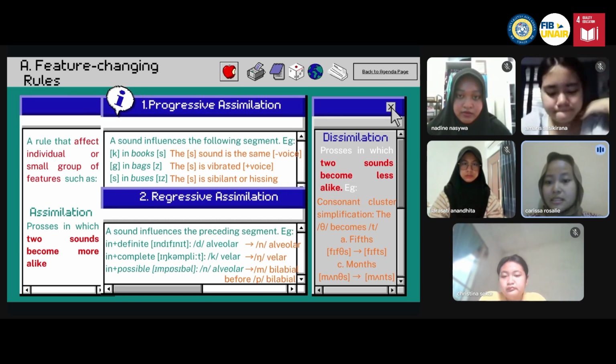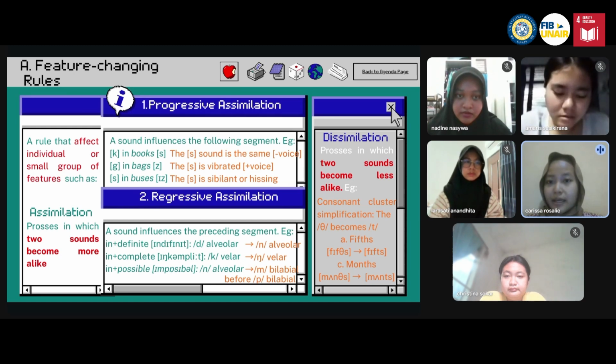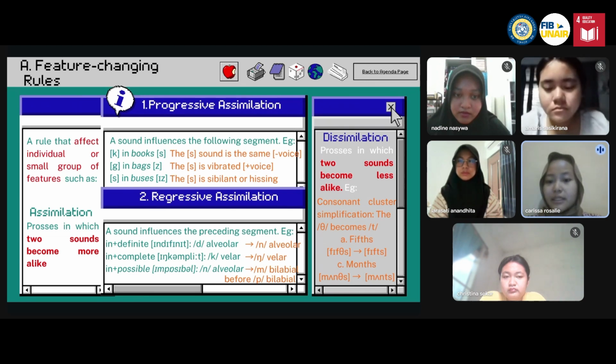And S in buses, the S is sibilant or hissing because S and S is like a hissing voice, which if we are having words that consist of these sibilant syllables, they need to add vowel elements. For example, in buses, we use iz, so like buses.